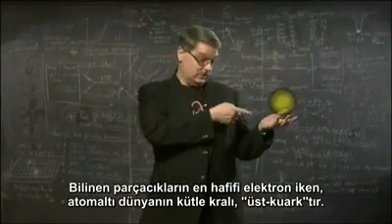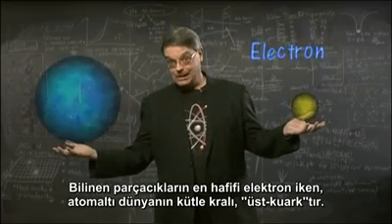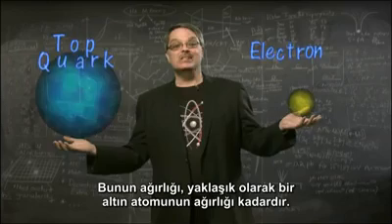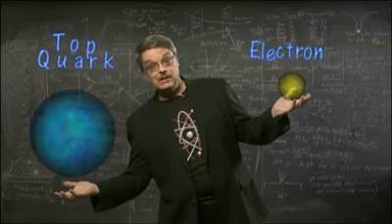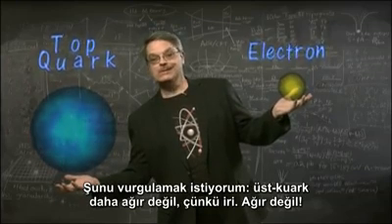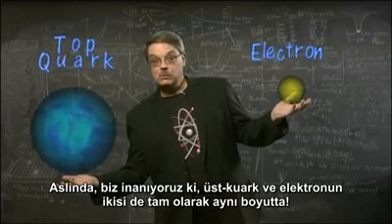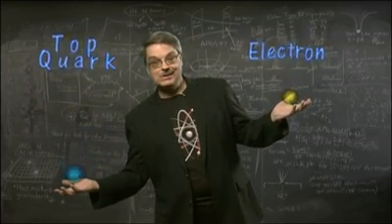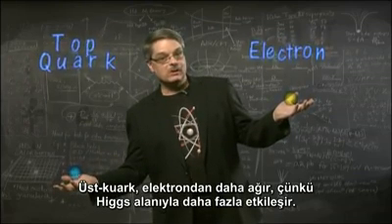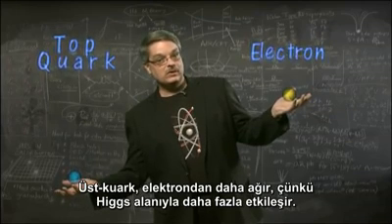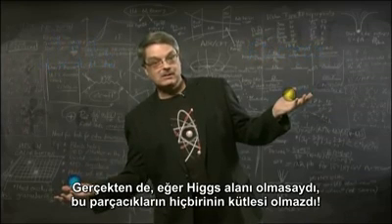The lightest of the familiar subatomic particles is the electron, while in the subatomic world, the king of mass is the top quark. It weighs about as much as an entire atom of gold, about 350,000 times more than the electron. I'd like to stress that we believe the top quark is not more massive because it's bigger. It's not. In fact, we believe that both the top quark and the electron are exactly the same size. Indeed, they both have zero size. The top quark is more massive than the electron simply because it interacts more with the Higgs field. Actually, if the Higgs field didn't exist, neither of these particles would have any mass at all.